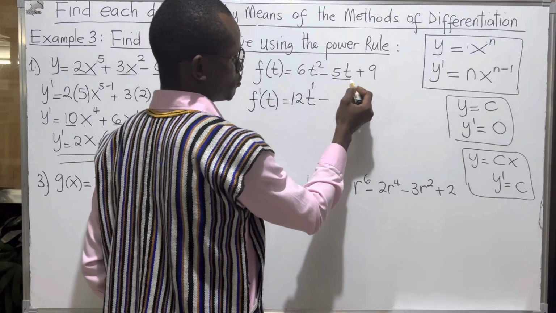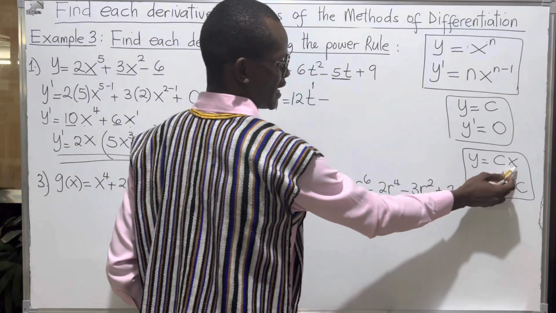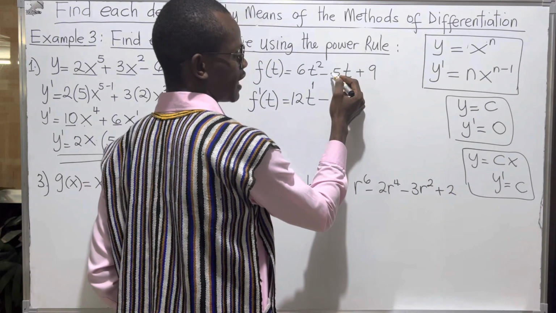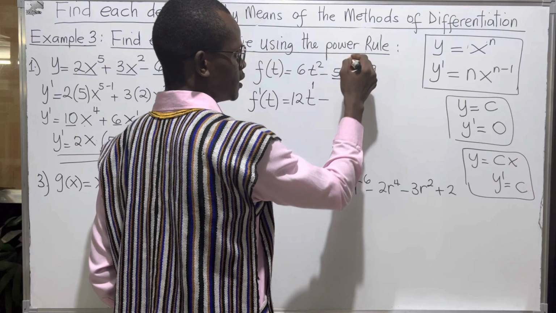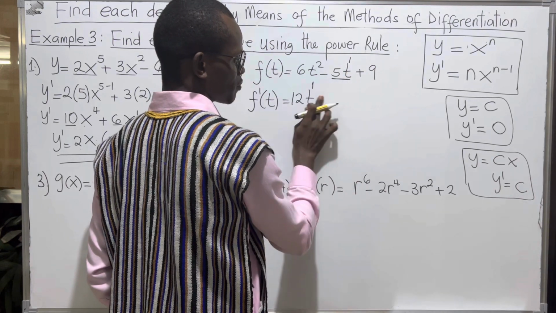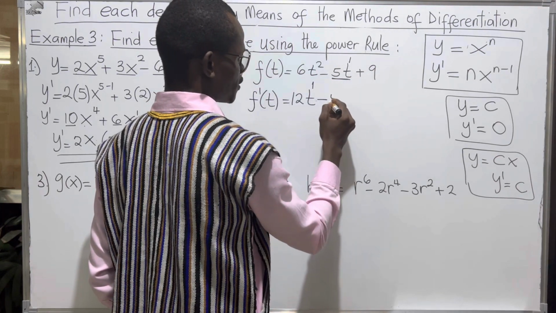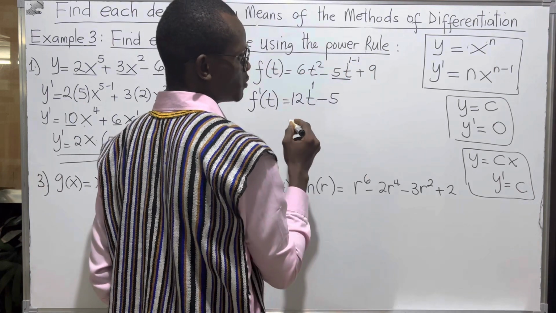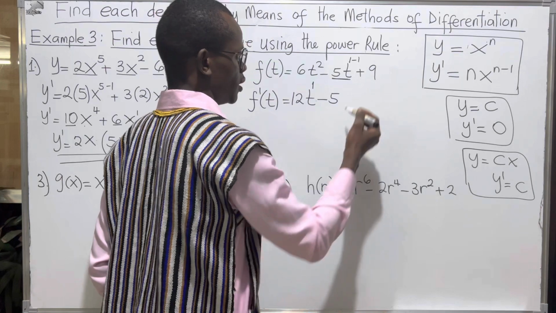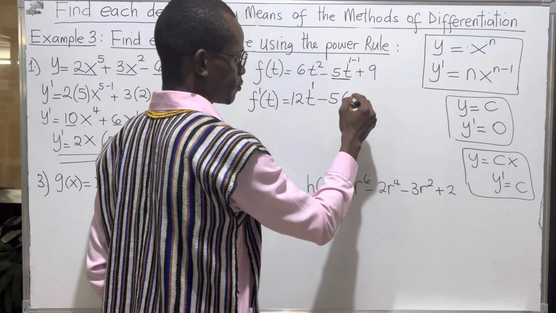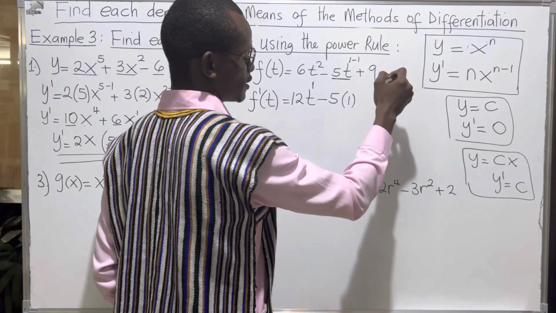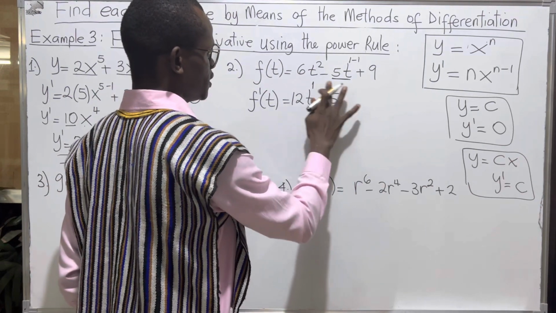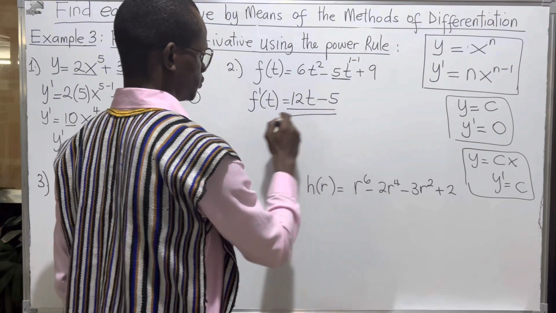Now, if you compare 5t with cx, it's just equal to c. So this will just be equal to negative 5. Or you say 1 times 5 is 5. So t raised to the power 1, you subtract 1 from there, is t raised to the power 0. And t to the power 0 is just 1. And the derivative of a constant is just equal to a constant. So this will just be equal to 12t minus 5.